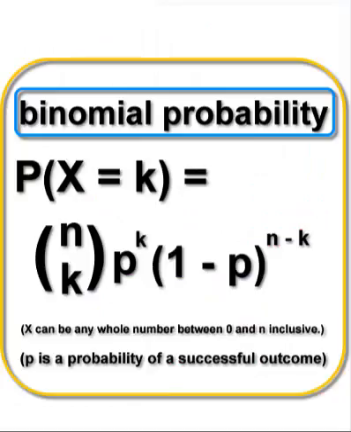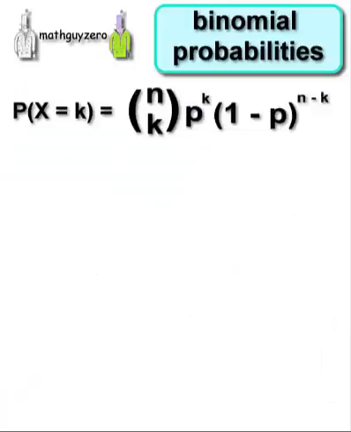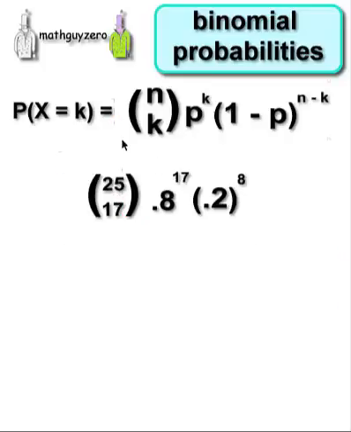Okay, math time. Bam, there's the binomial probability formula. Right, the probability that the random variable will equal one specific number, in our problem, it's going to be 17. So let's go ahead and do some math. Just plug and chug known values. 25 choose 17 times 0.8 raised to the 17th times 0.2 raised to the 8th.